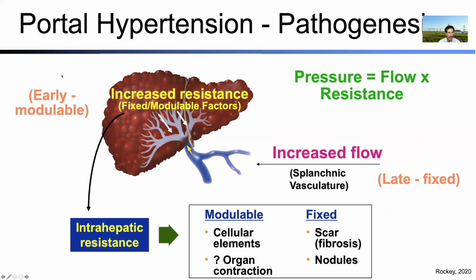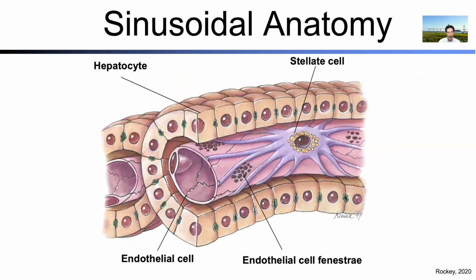And I would emphasize that in early portal hypertension where increased resistance occurs, this is likely to be modulable, whereas in late portal hypertension where we get a reflex increase in blood flow, this is probably not going to be able to be treated with therapy targeted in the liver, but rather this is where beta blockers work to reduce flow. And again, remember the portal pressure is a factor of flow and resistance as indicated by the hydraulic equivalent of Ohm's law. So when we think about intrahepatic blood flow, we think about the sinusoid.